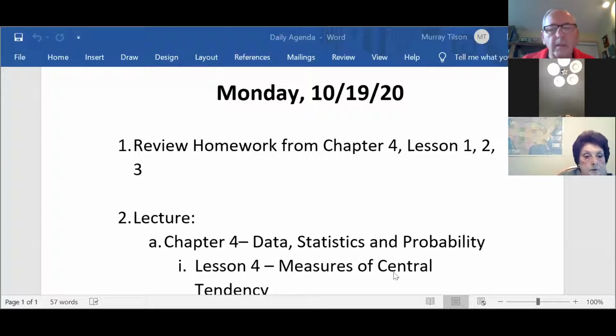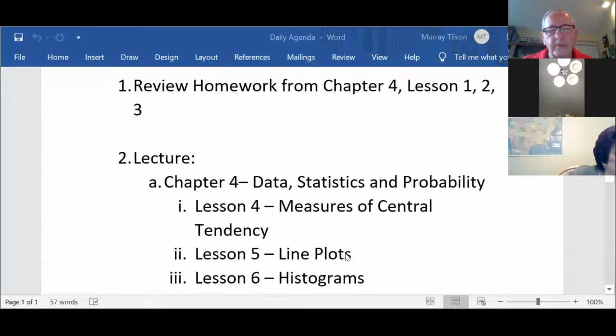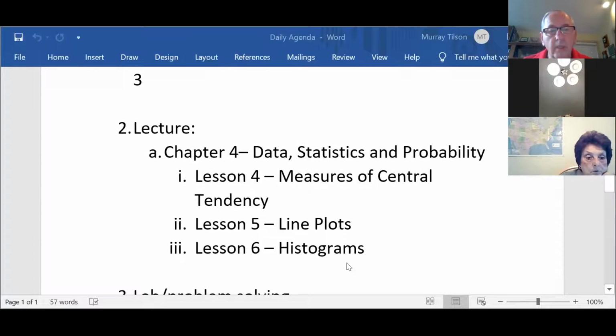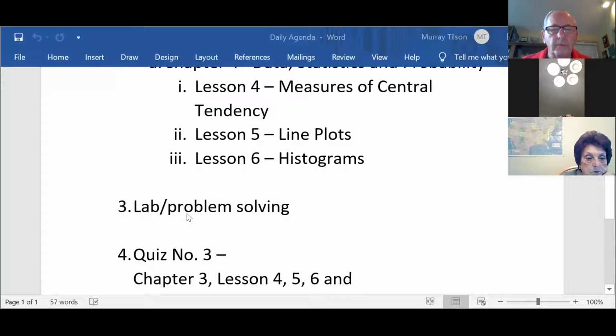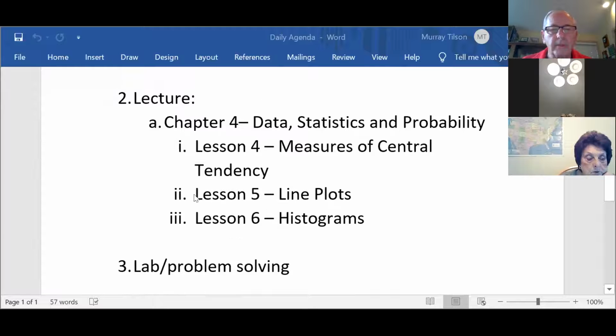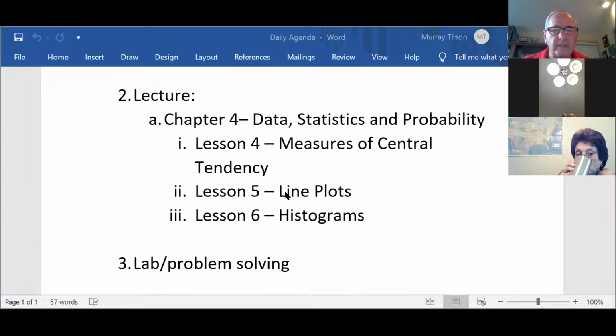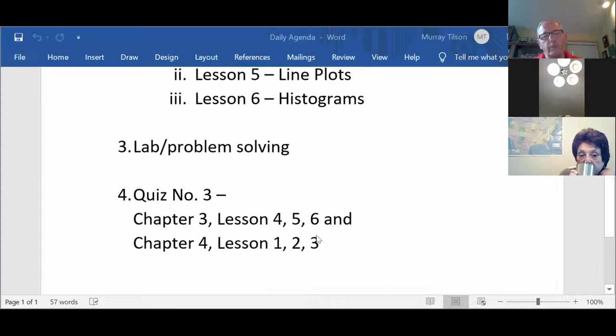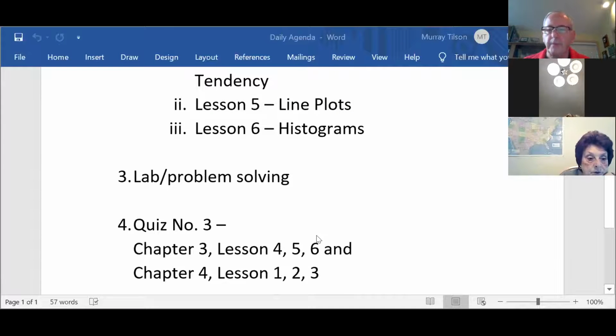Okay, so it's Monday, October 19th. We'll review homework from Friday. That was chapter 4, lessons 1, 2, and 3. The lecture today is on the last half of chapter 4. It's all in data, in lines and histograms. And then we'll do lab problem solving on some of the problem sets that are in 4, 5, and 6. And then we'll have our quiz. The quiz will cover everything last week, essentially. It's always just last week's work.